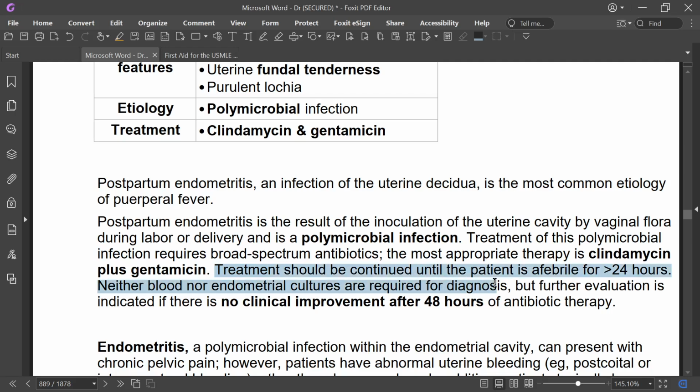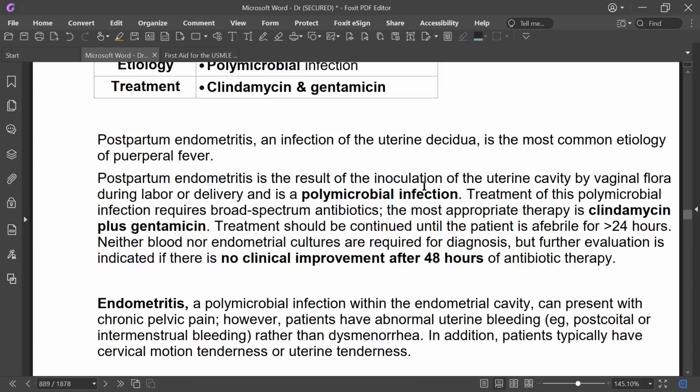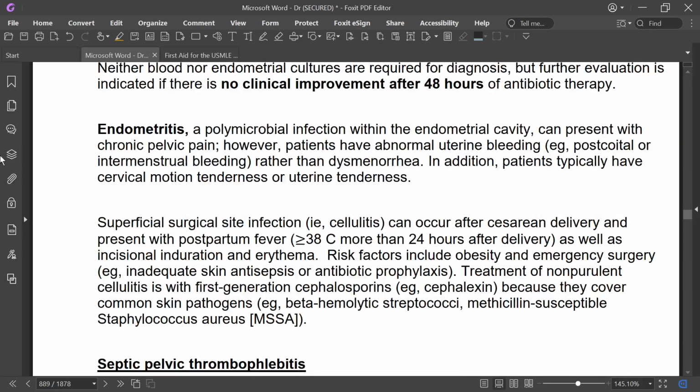Treatment should be continued until the patient is afebrile for more than 24 hours. Blood or endometrial cultures are required for diagnosis, and further evaluation is indicated if there is no clinical improvement after 48 hours of antibiotic therapy.